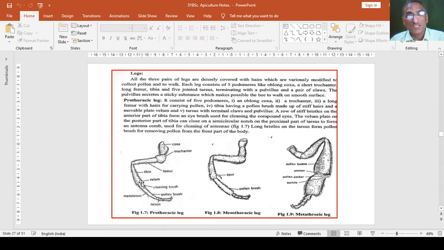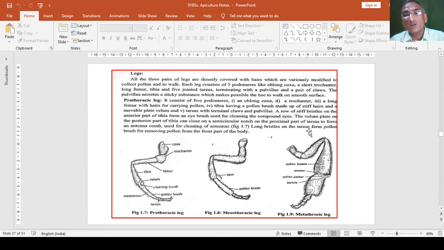So this works as a comb. If we keep this here, it cleans like a comb. So this works as a comb, we can say, in the bee, forming the antenna comb, used for cleaning the antenna. So the function of the first pair of legs is to collect pollens and to clean the antenna.